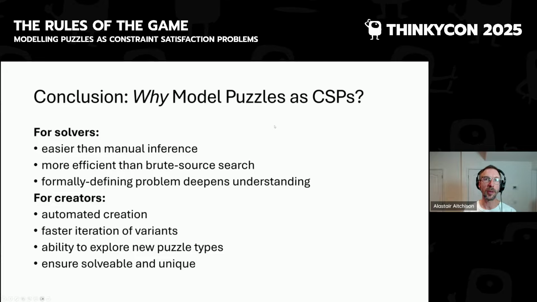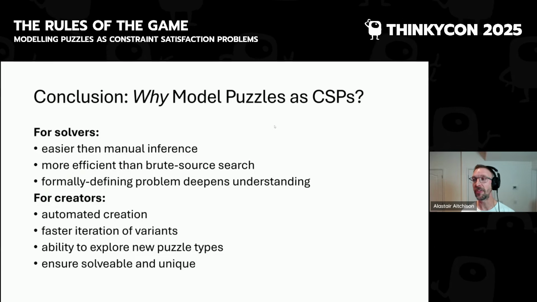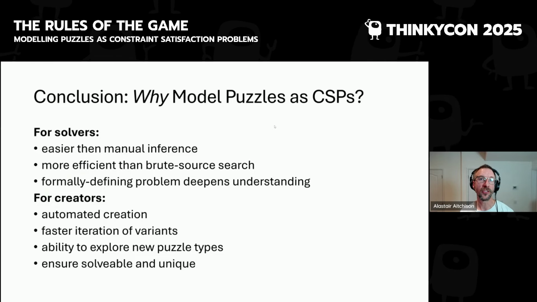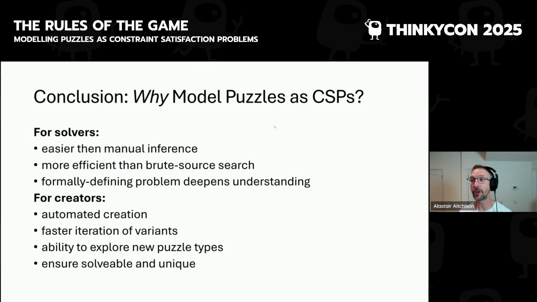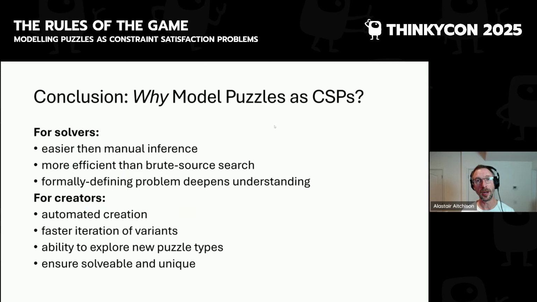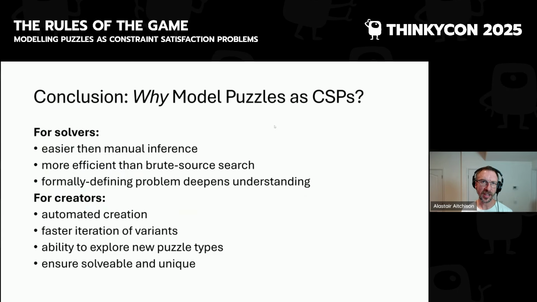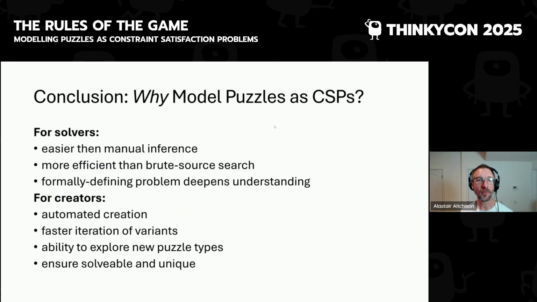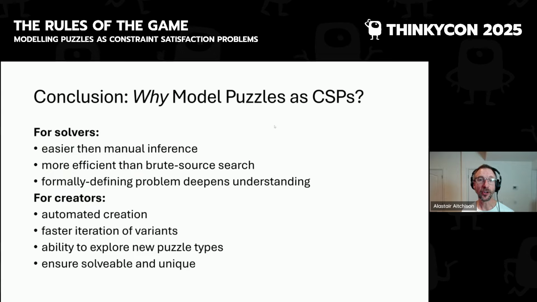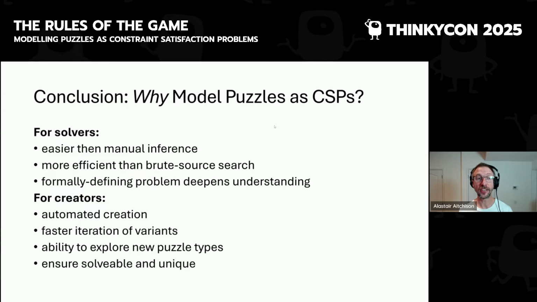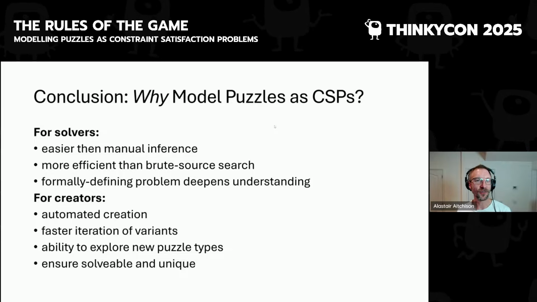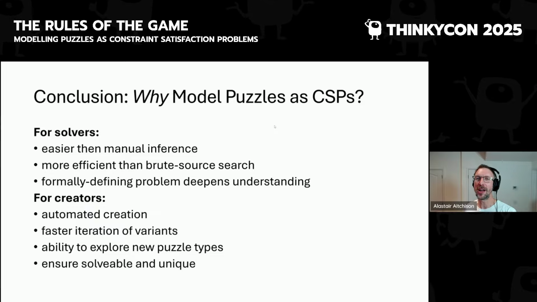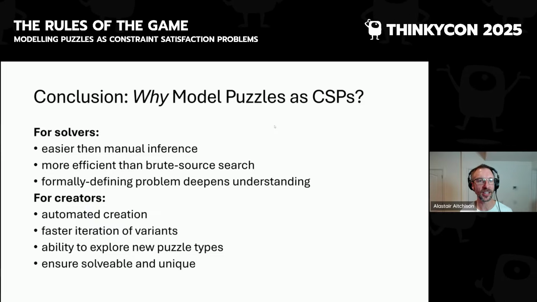I just want to do a bit of a summary, really, of some of the things I've shown and why you might want to consider using constraint satisfaction problems to model puzzles. For solvers, for people playing Thinky games, instead of reasoning through every combination by hand, the solver performs the logical inference automatically. So you just describe the rules, not the reasoning steps. And that's what I was hopefully trying to show in the modeling earlier.